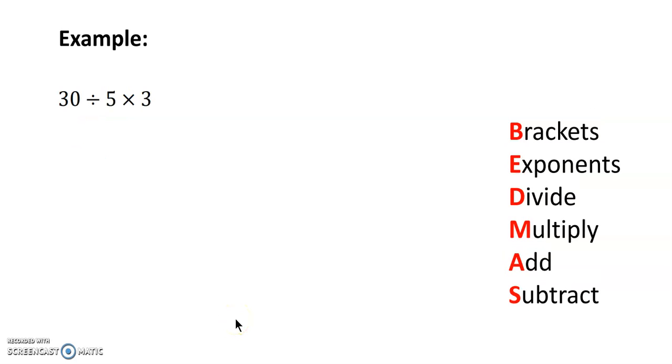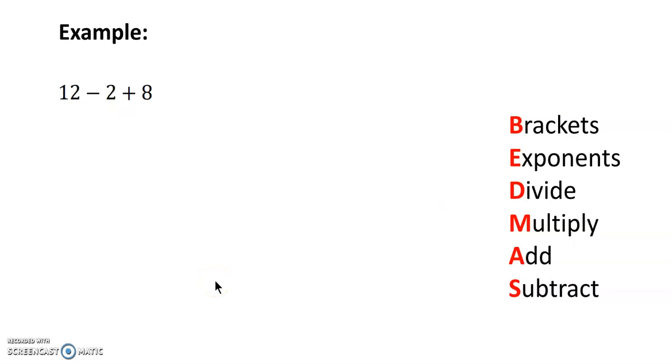For this example, it's very tempting for us to want to multiply 5 times 3 first. Something about our brain that enjoys the multiplication a little bit more than the division, perhaps. What we've got here is both division and multiplication. You have to work left to right. So when we have both, we can't choose, we have to follow the rules. 30 divided by 5 is 6, and then you can multiply 6 times 3 is 18.